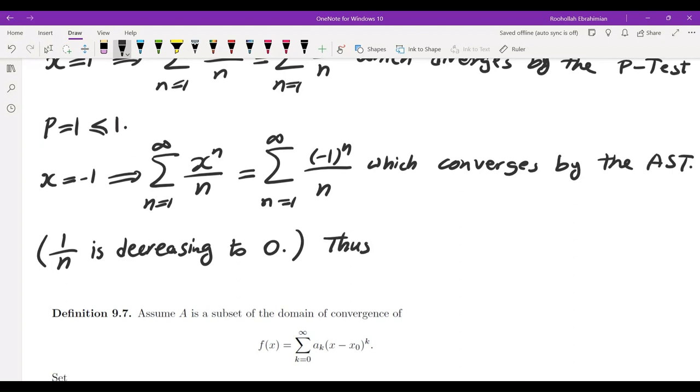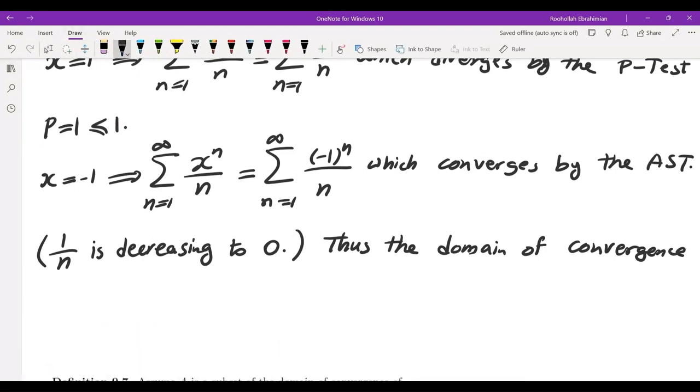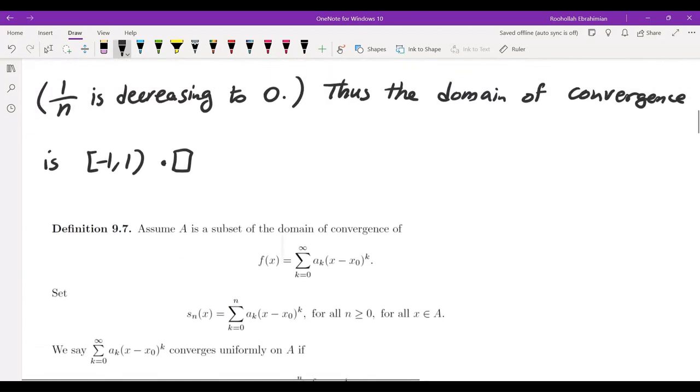So thus, the domain of convergence, which means all points where the series converges, would be from negative 1 to 1. It includes negative 1, but it doesn't include 1. Okay, so that's the first example.